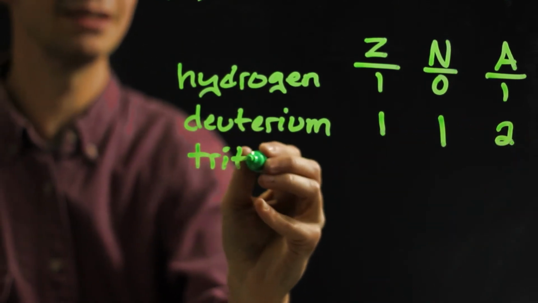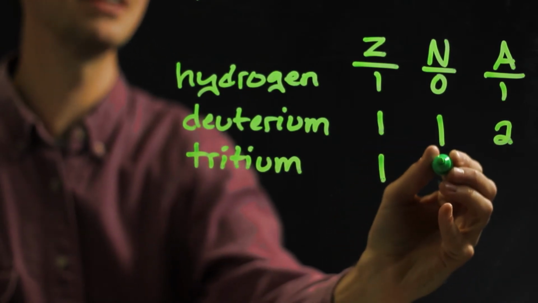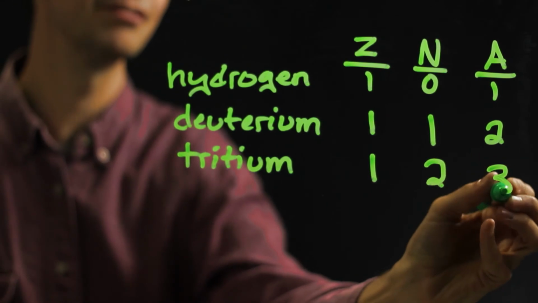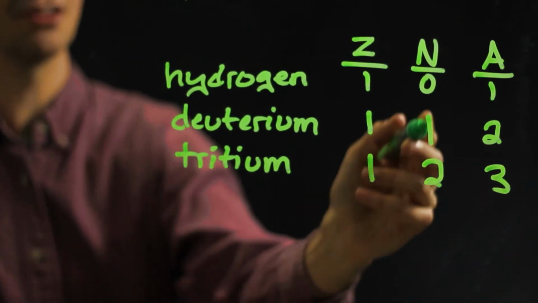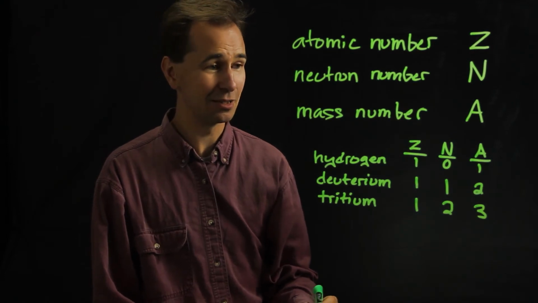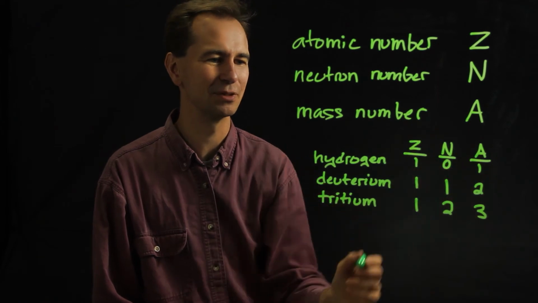Tritium, on the other hand, has an atomic number of 1 and a neutron number of 2. So 1 plus 2 is 3 for its mass number. All three of these are different isotopes of hydrogen. They all have the same atomic number, but they all have different mass numbers.